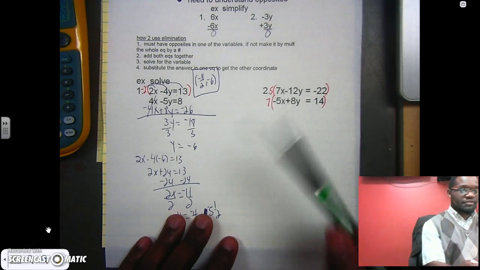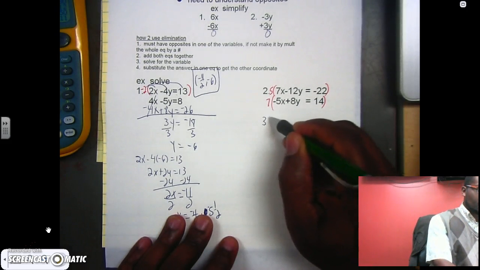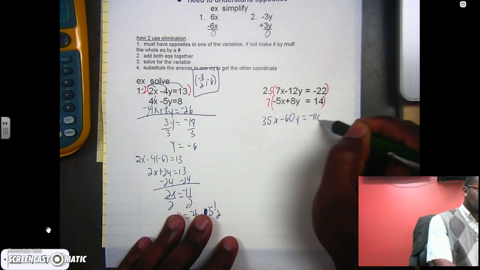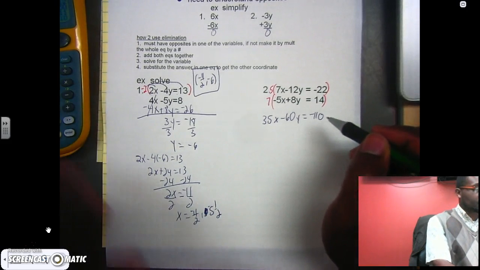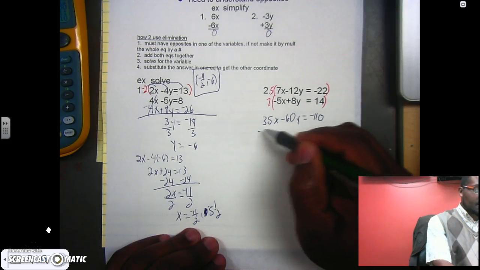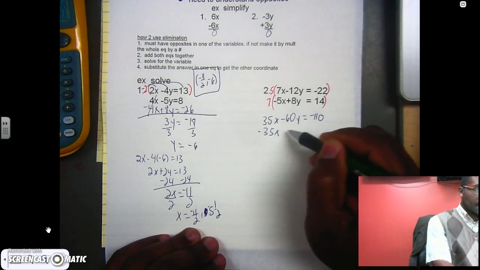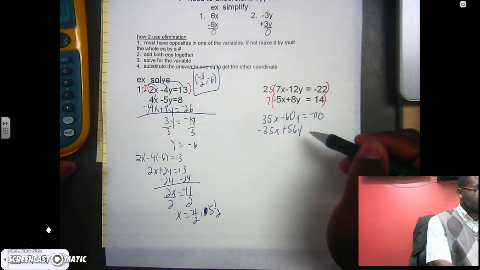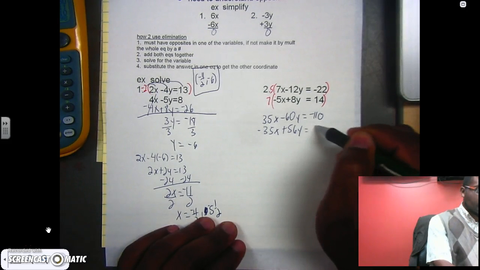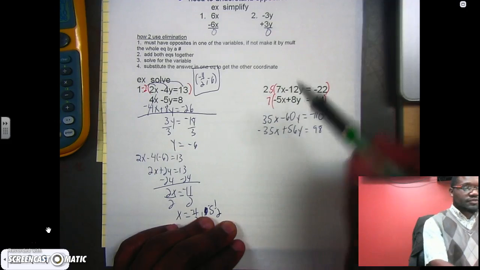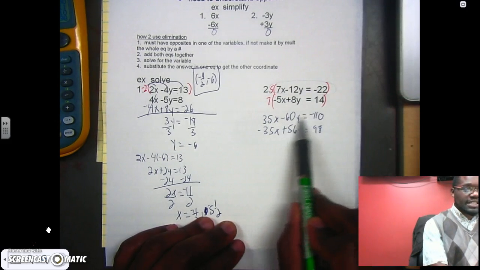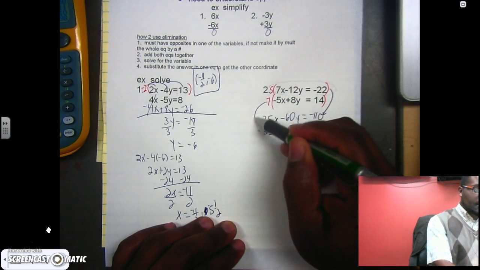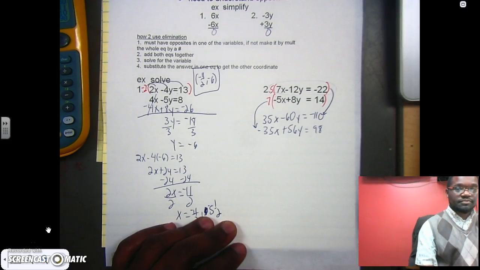Now, when I multiply everything by 5 up here, I'm going to get 35x minus 60y equals negative 110, I believe. And then down here, I'm going to get negative 35x plus 56y equals 98. So 5 times all of this up here gave me this line. I'll just draw an arrow so you can see where it came from. And 7 times all of that gave me that line. Again, so you can see where everything came from.